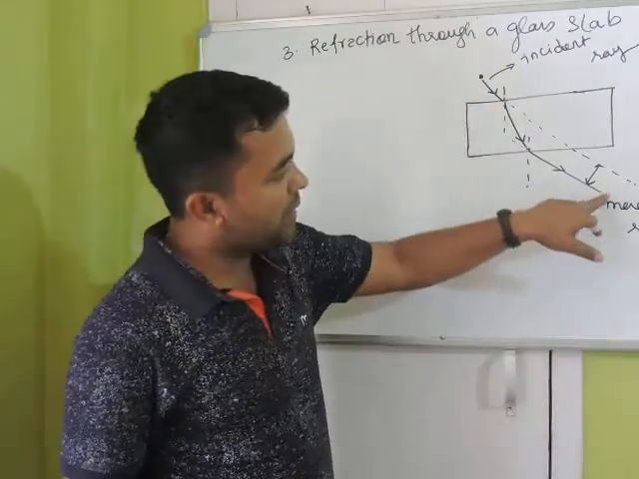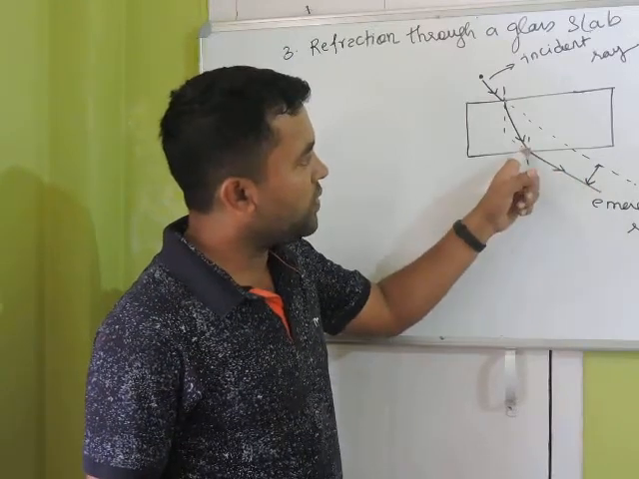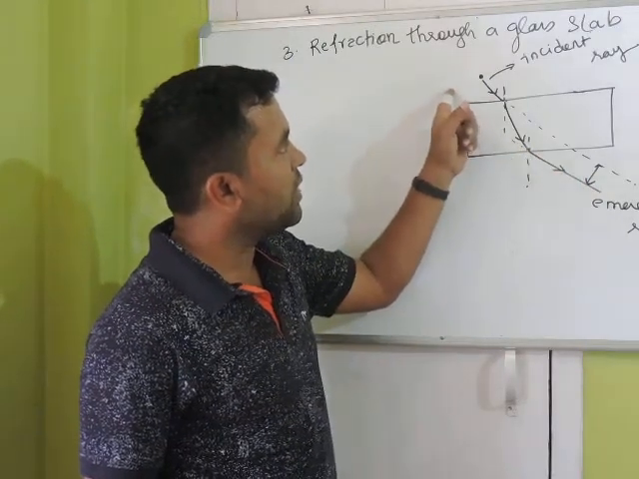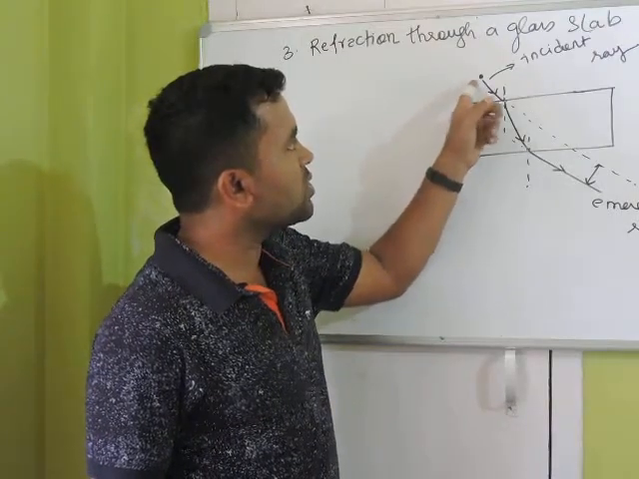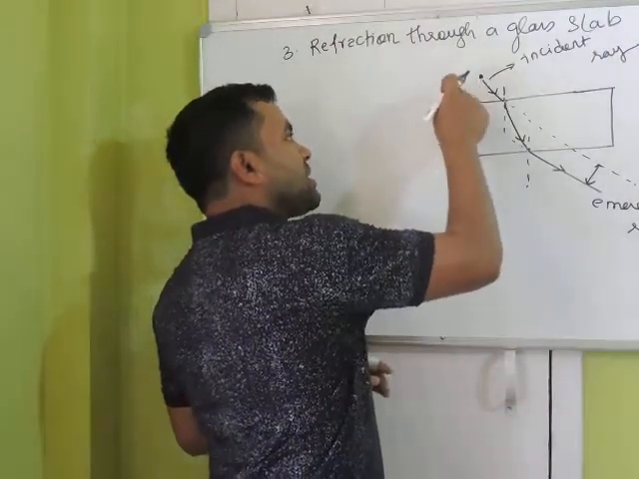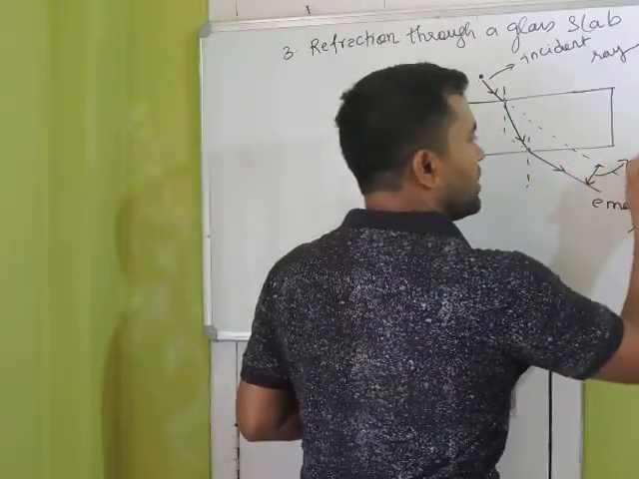If you see from here, you will see this emergent ray. Now if I extend this, it will meet here, right? So actually you will see the pin laterally shifted to this point. This is called lateral shift.